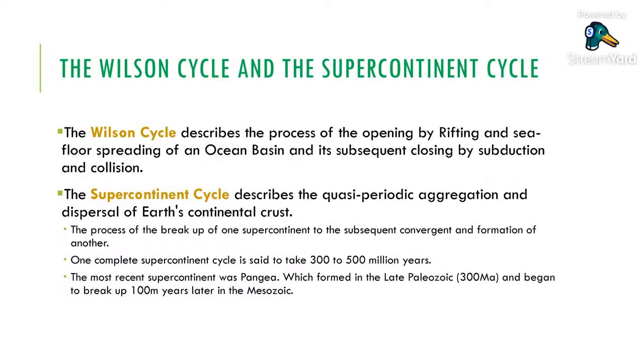Okay. Now, closely linked to these are two ideas about how the Earth's plates and the Earth's crust have behaved throughout geologic time. The first one is the idea of the Wilson cycle. And the Wilson cycle basically describes a process that takes several hundred million years, where you begin from the opening by rifting of a continent, the creation of an ocean basin, and then the subsequent closing of that ocean basin by subduction. It's cyclical.